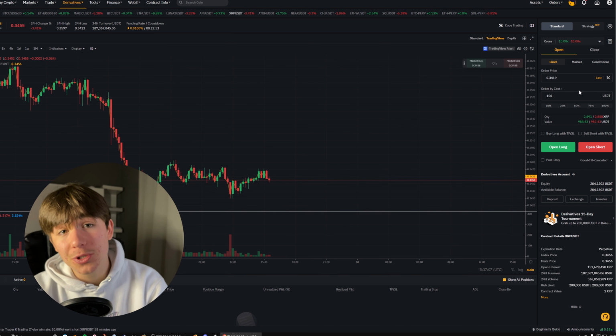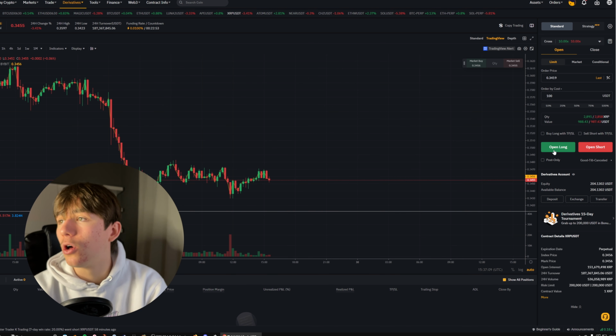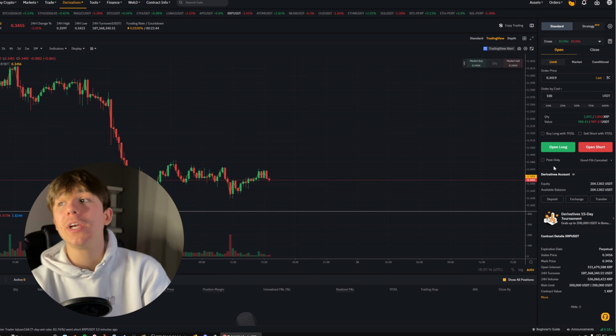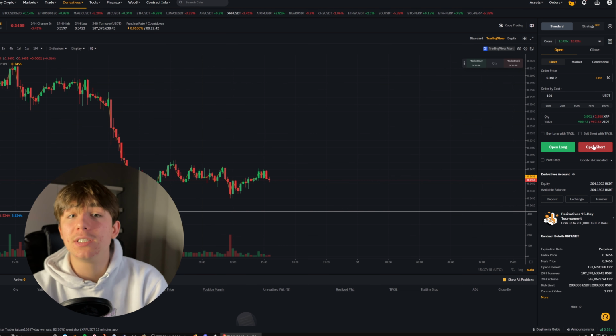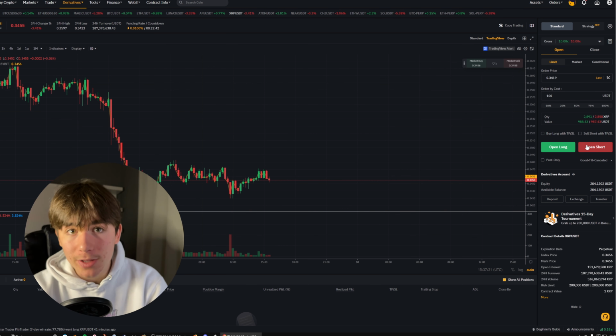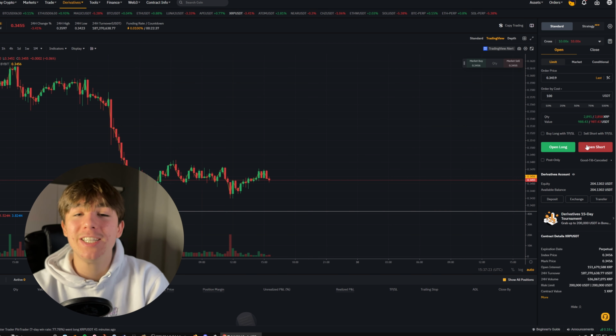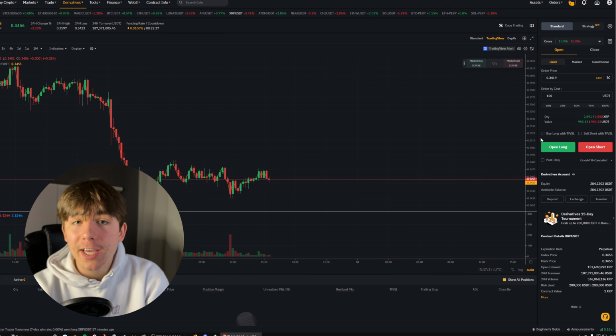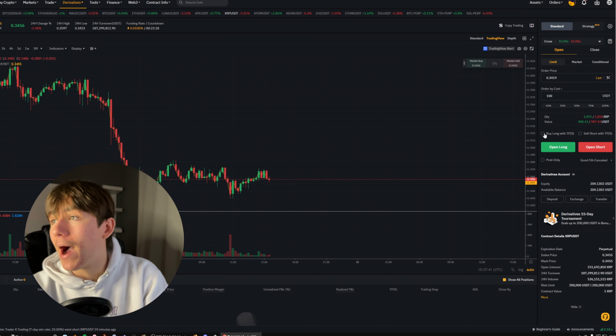Once you've done that, you'll see two buttons below, open long and open short. I explained this earlier. Open long means that you think the market will go up from here, and open short means the market will go down from here. But before you do that, please check this box whether you're buying long or short. If I, for example, now think the market will go up, that means I'm longing the market. So I click this buy long.